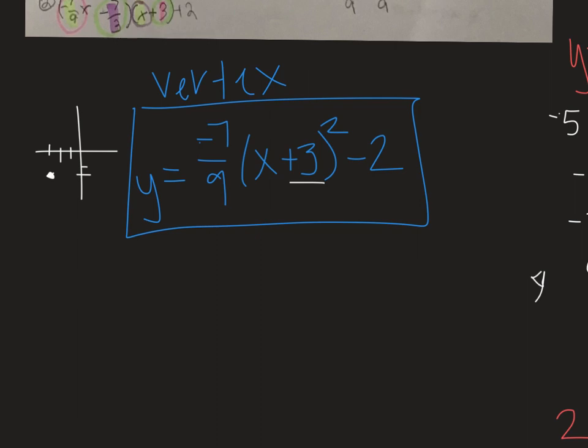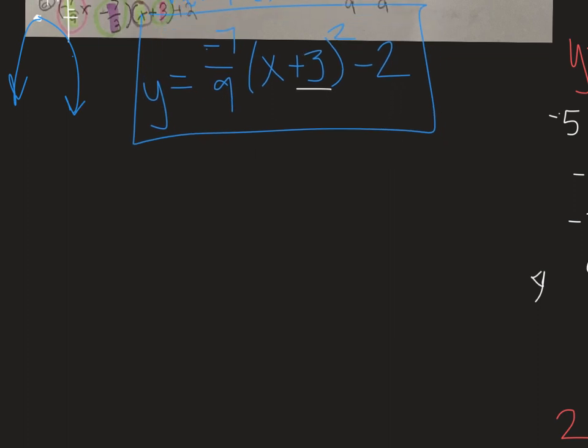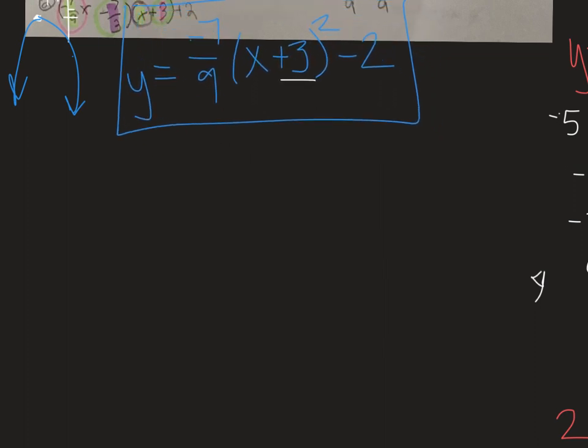And then I could also tell you that it's going to go down because my a value is negative. So it would look something like this. And you could plug in some points and get some extra. I'm just saying, we call this the vertex form because it gives us the vertex right there. It's a great form to have. It's important to know. But sometimes we want the standard form. Use the standard form more when you're doing quadratic equations.